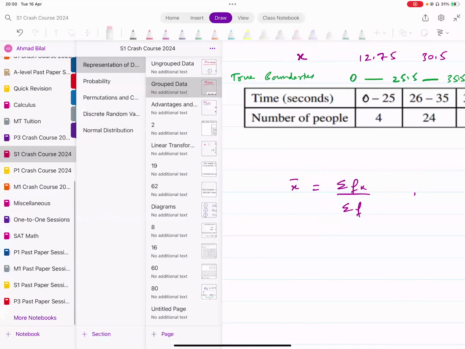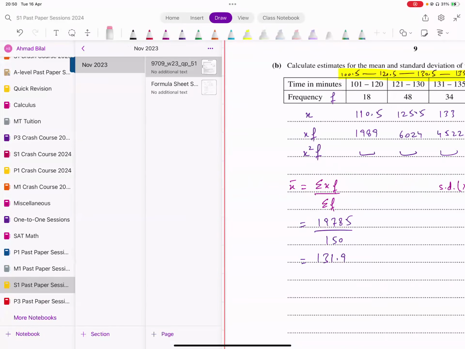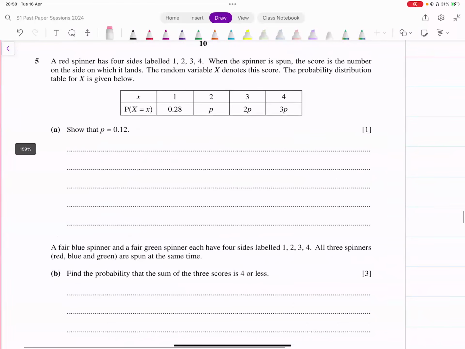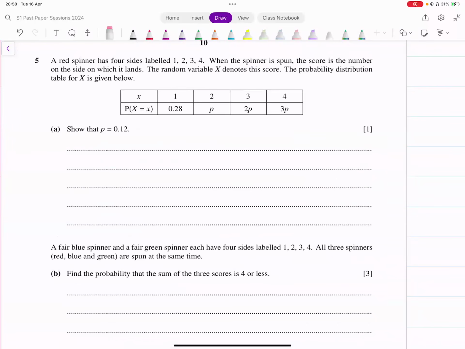Okay, let's go back to this paper. Question number 5 from this paper now. A red spinner has 4 sides labeled 1, 2, 3, 4. When the spinner is spun, the score is the number on the side on which it lands. The random variable x denotes the score. The probability distribution table for x is given below. Show that p equals 0.12.